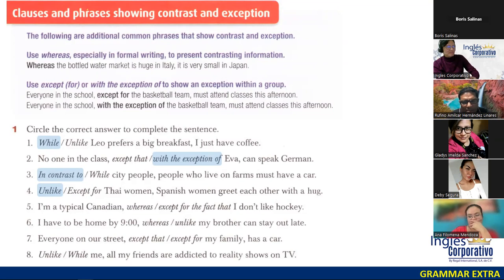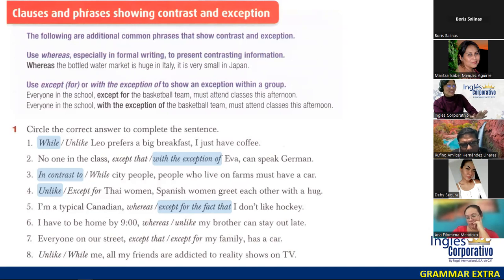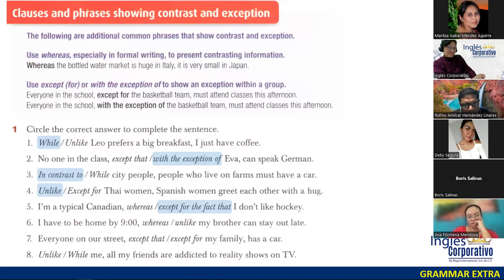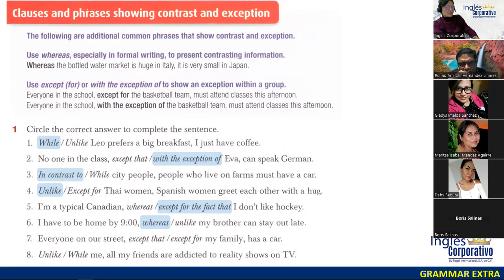Debbie, would you like to try? I'm a typical Canadian, except for the fact that I don't like hockey. Very good. Maritza, please, number six. I have to be home by 9, whereas my brother can stay out late. Correct. What about number 7?